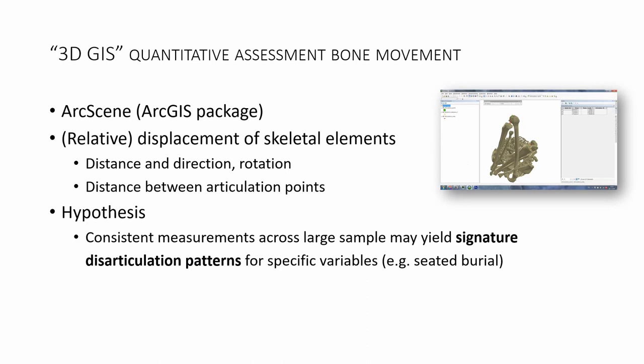For the quantification of the movement, we took this same model that we used for animation and brought it into a 3D GIS environment where we could then measure the distance between articulation points of the bones. The hypothesis of this part of the project is that if we do this consistently in a large enough sample, we might be able to identify signature disarticulation patterns if they do indeed exist. This would require a very large sample, which is something that we hope to be able to do in future.